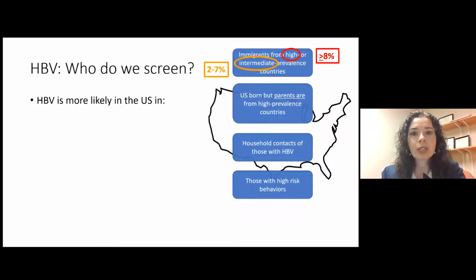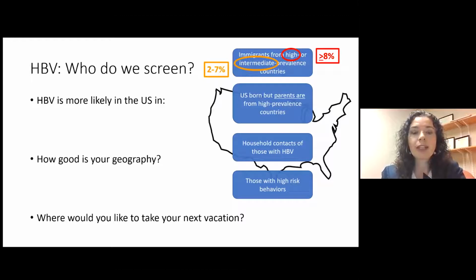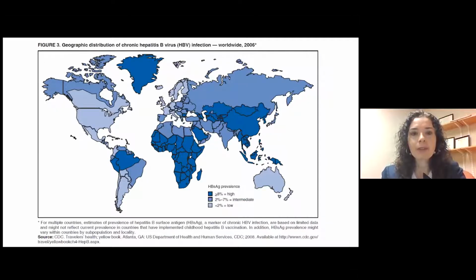So when counseling patients and discussing who to screen, you should think about how good your geography is and ask patients where you'd like to take your next vacation. So this is a map furnished by the CDC, and I'm going to highlight the light blue areas where there's less than 2% hepatitis B surface antigen prevalence across the globe.